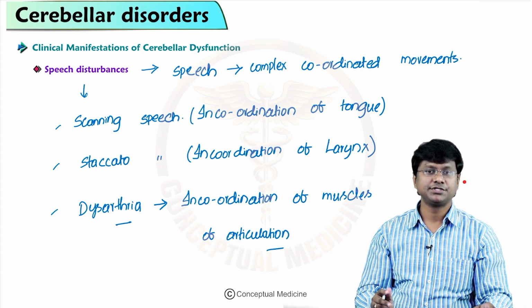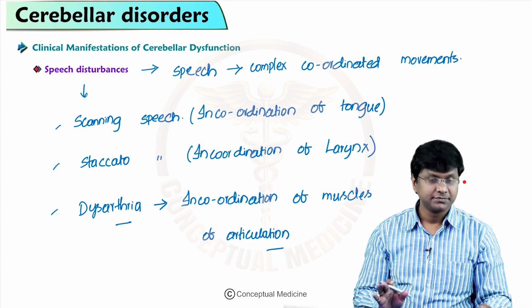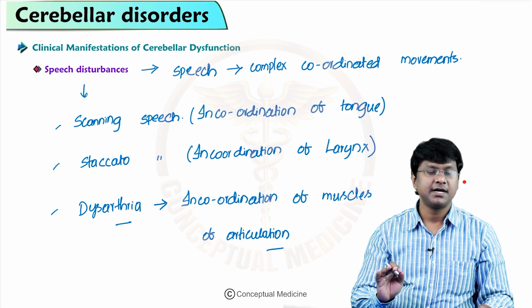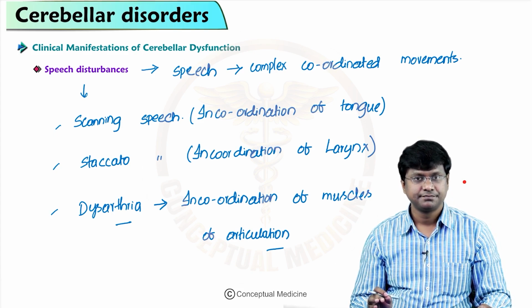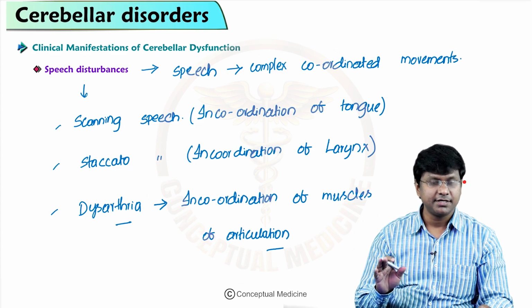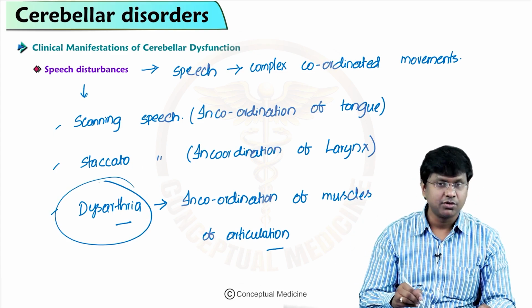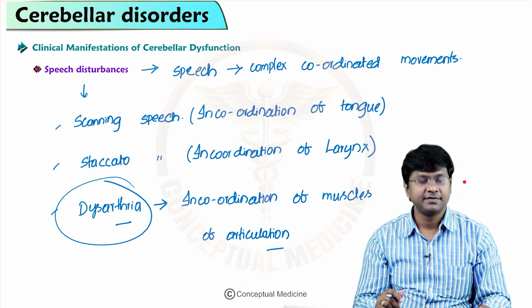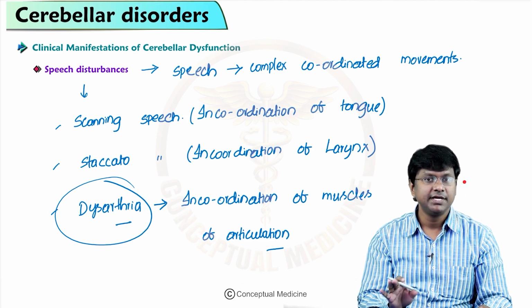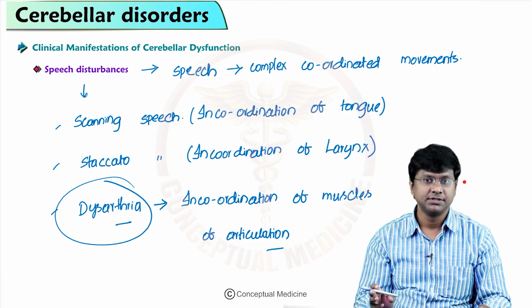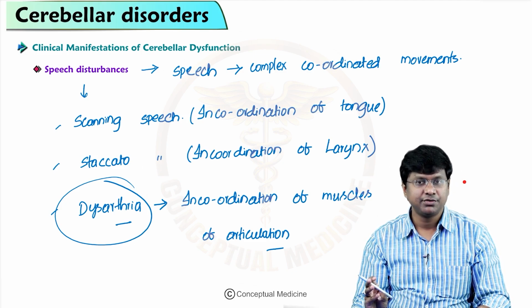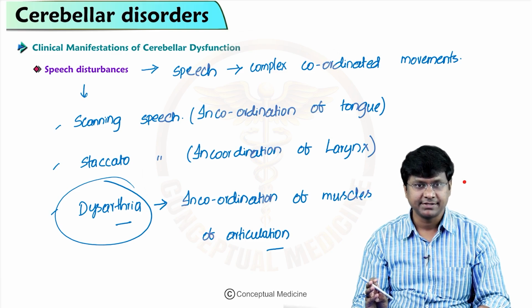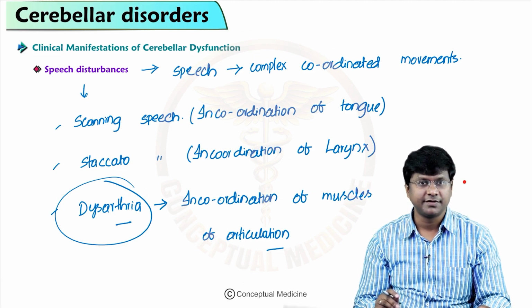Right, due to incoordination of muscles of articulation. So difficulty in articulation of the speech, that is what is called dysarthria. The individual will have speech disturbances in case of cerebellar dysfunction: scanning speech due to incoordination of the tongue, staccato speech due to incoordination of the larynx, dysarthria due to incoordination within the muscles of the tongue.